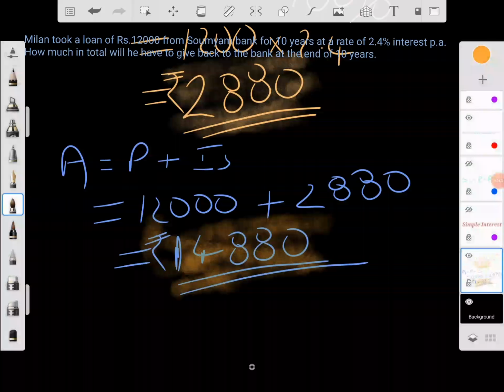So in the next video we will move on to compound interest.